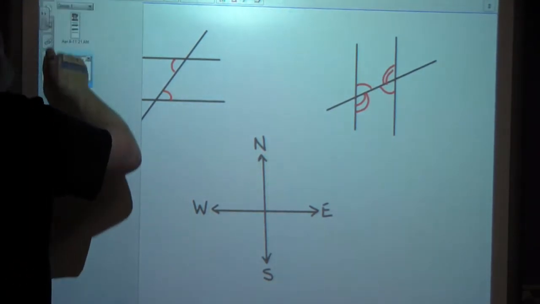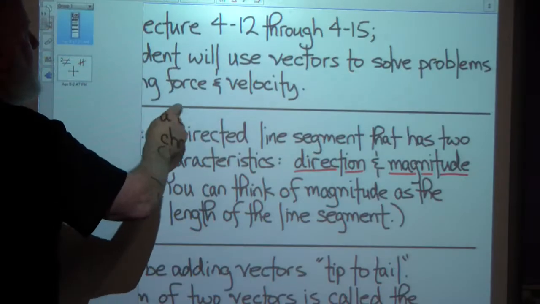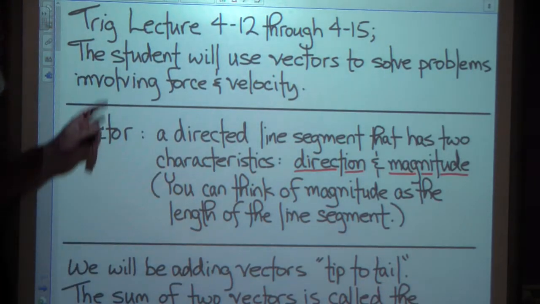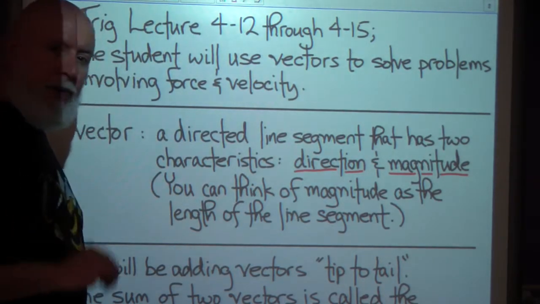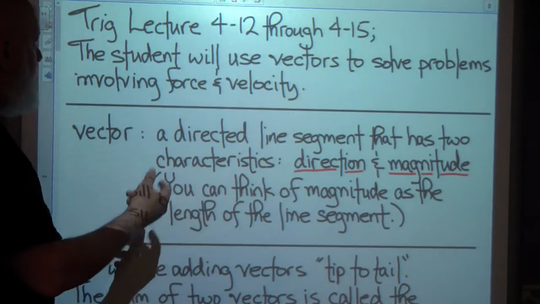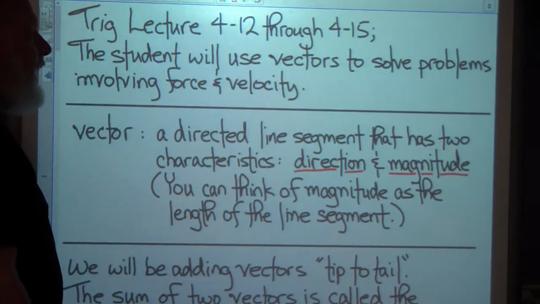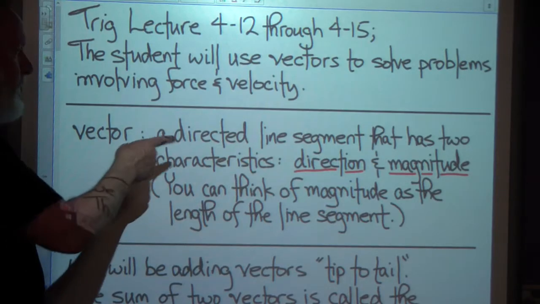Here we go. Let's see if I can find the actual lecture now. There we go. Trig lecture 412 through 415. We'll be doing this for 4 days next week. Just have a couple of problems a day. The student will use vectors to solve problems involving force and velocity.